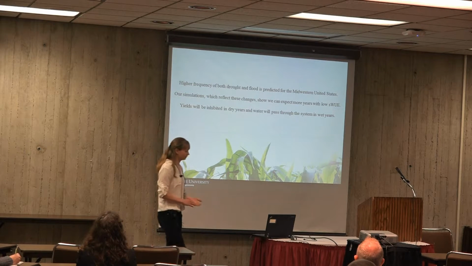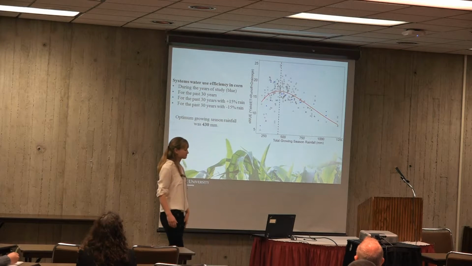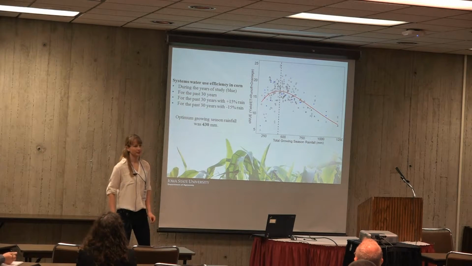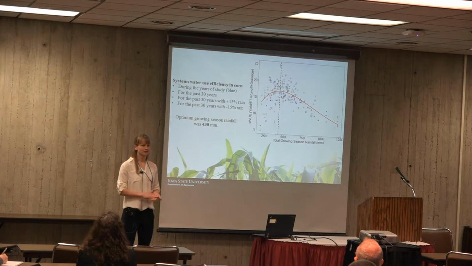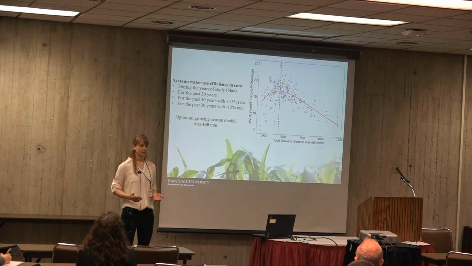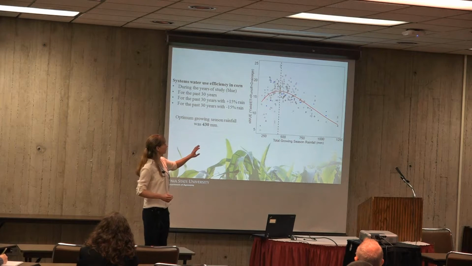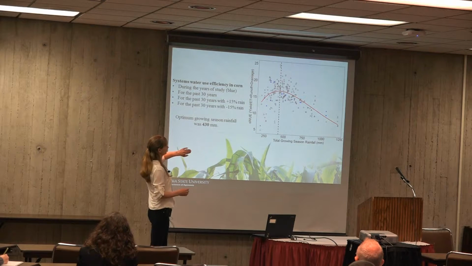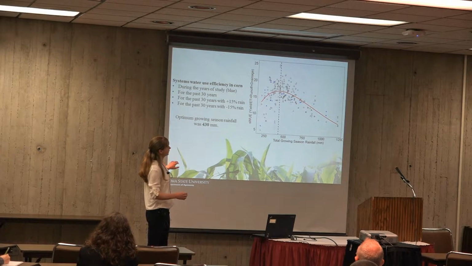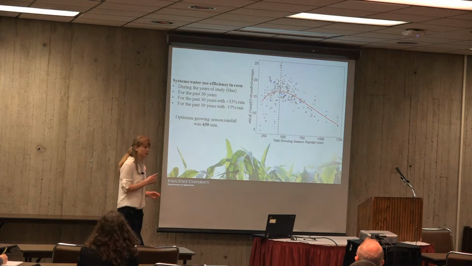So, actually, I kind of like to look at the corn one when I say this. So here in the Midwest, the climate predictions are such that we think we will be having more drought and more flooding. So for systems water use efficiency, this means that we're going to be having a lot more years that are far to the left of the dotted line and far to the right of the dotted line, and we're going to have fewer years that are right there in that sweet spot.